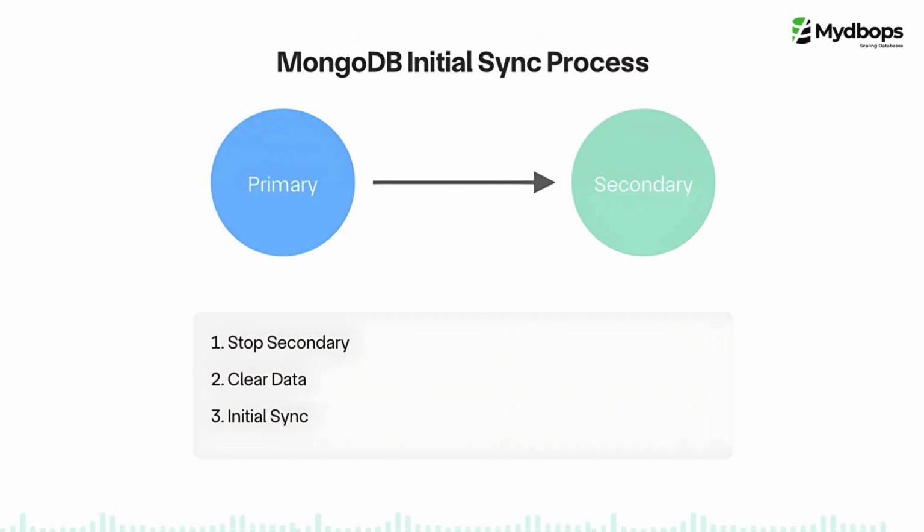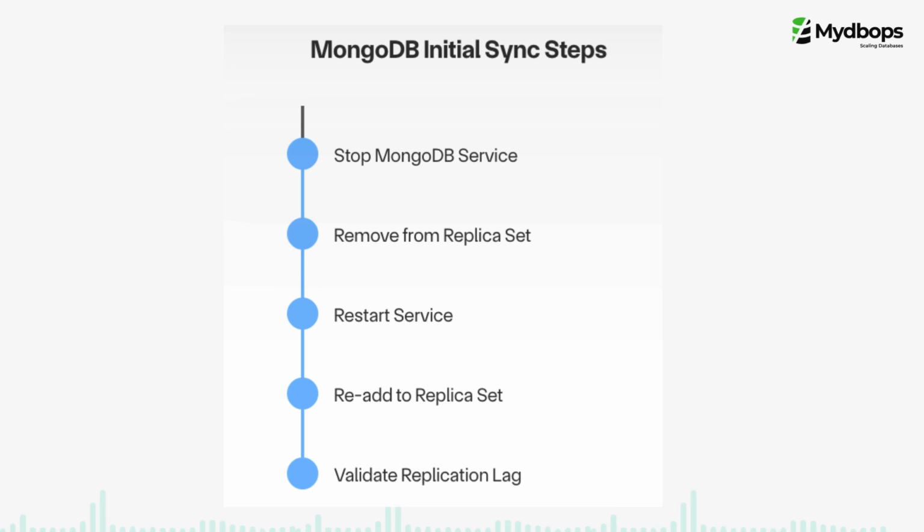Got it. So how does initial sync actually work? Walk me through it. Okay, so you pick a secondary node that you want to sync. You stop the MongoDB service on that node, remove it from the replica set, and then restart the service. That triggers a full sync from the primary node, basically creating a fresh, defragmented copy of the data. Once it's done, you just check the replication lag to make sure everything's up to date.